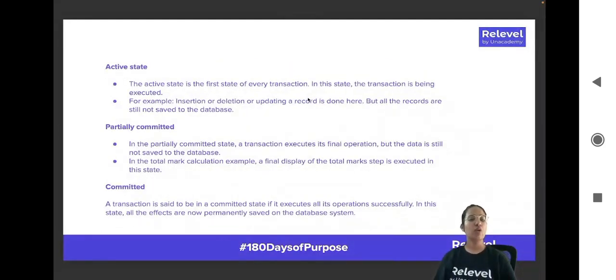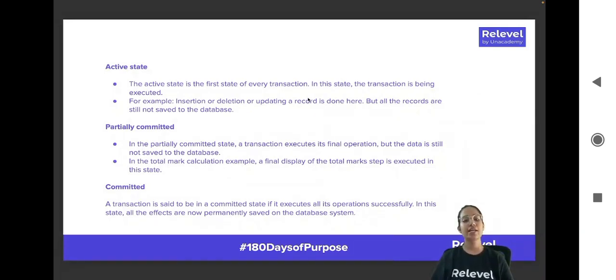All right. So what all do we have over here? The active state is the very first state of the transaction. This is just a quick look over and a look back on what we discussed. The active state is the first state of every transaction. In this state, the transaction is being executed. You are executing the task of a transaction, for example, insertion, deletion, or updating a record. But all the records are still not saved in the database. Okay, you're doing the changes, right? You're doing changes on the record, but not everything is permanently saved to the database.